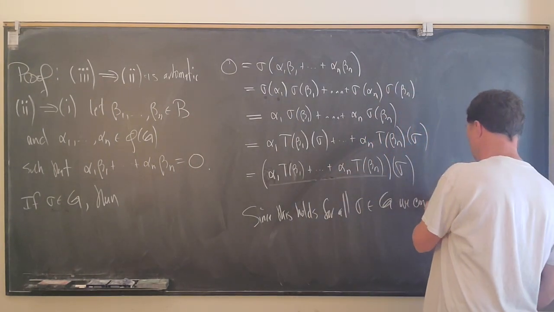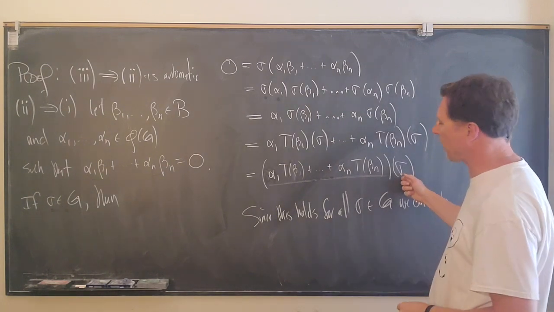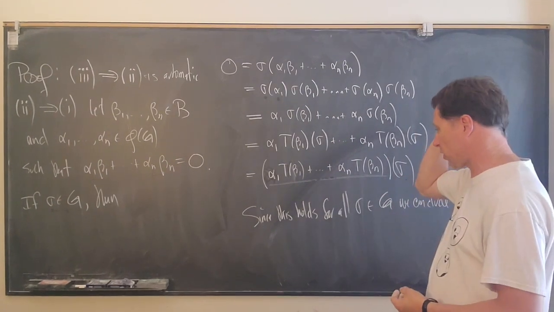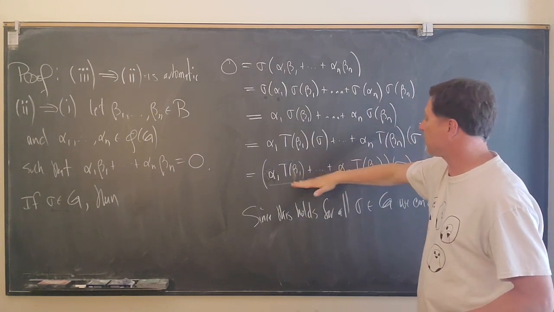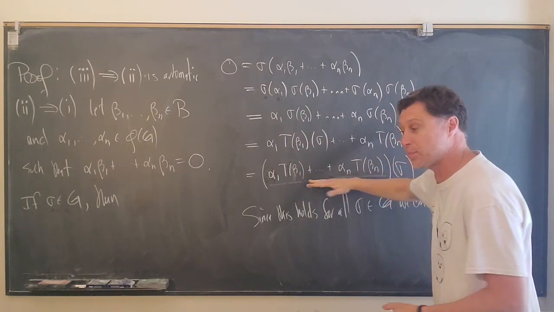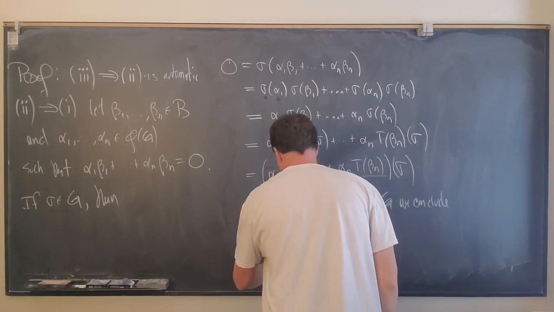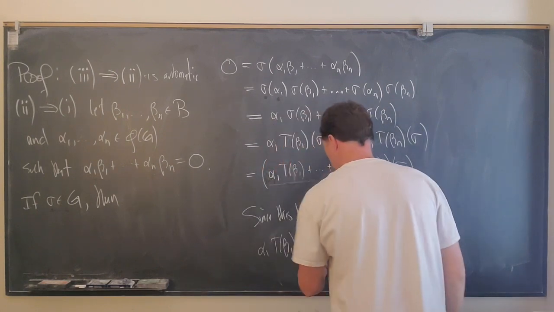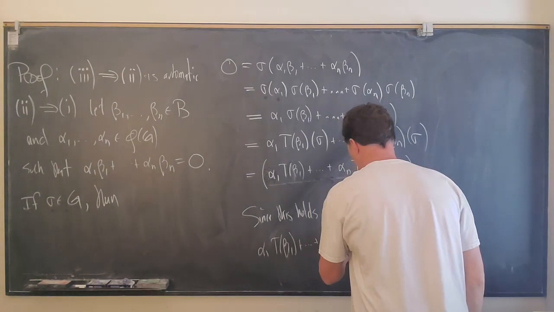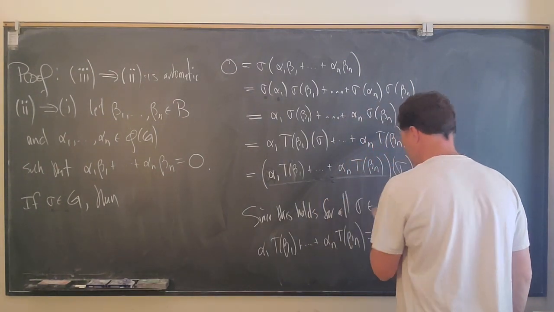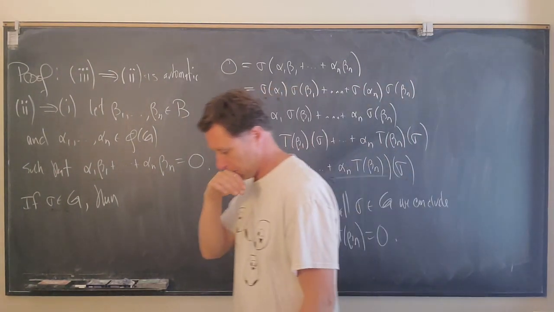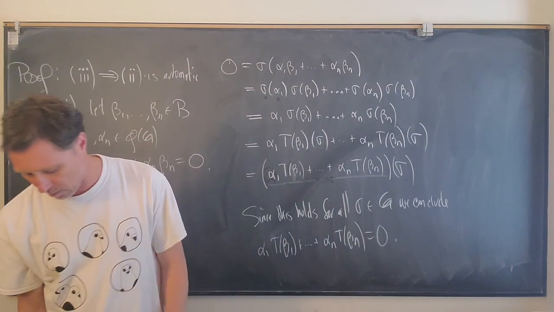we conclude, right? So if you plug everything in the domain and you get 0, that means you're the 0 function. And so that tells us that this right here is equal to 0, the stuff inside the parentheses. So we conclude that alpha 1 T beta 1 plus dot dot dot plus alpha n T beta n equals 0. Right, so it's the 0 mapping.